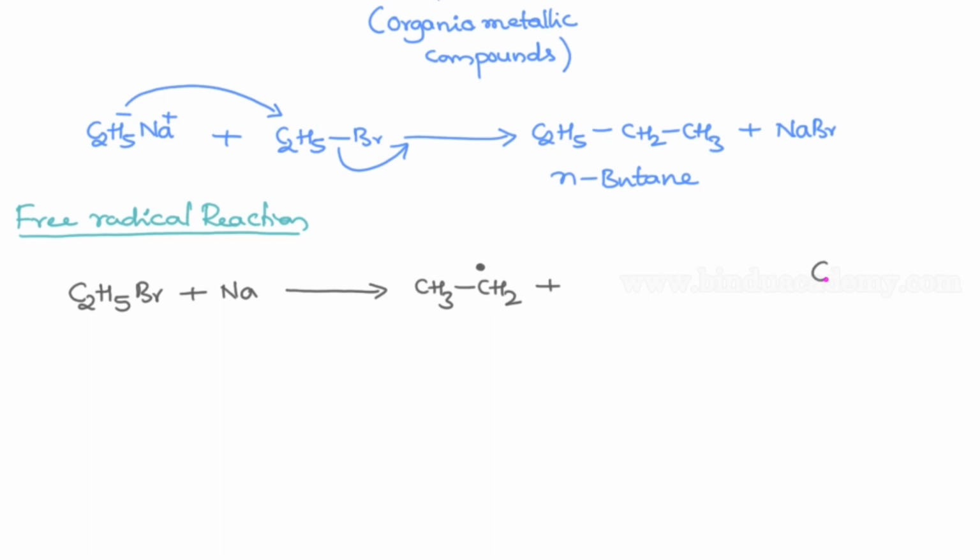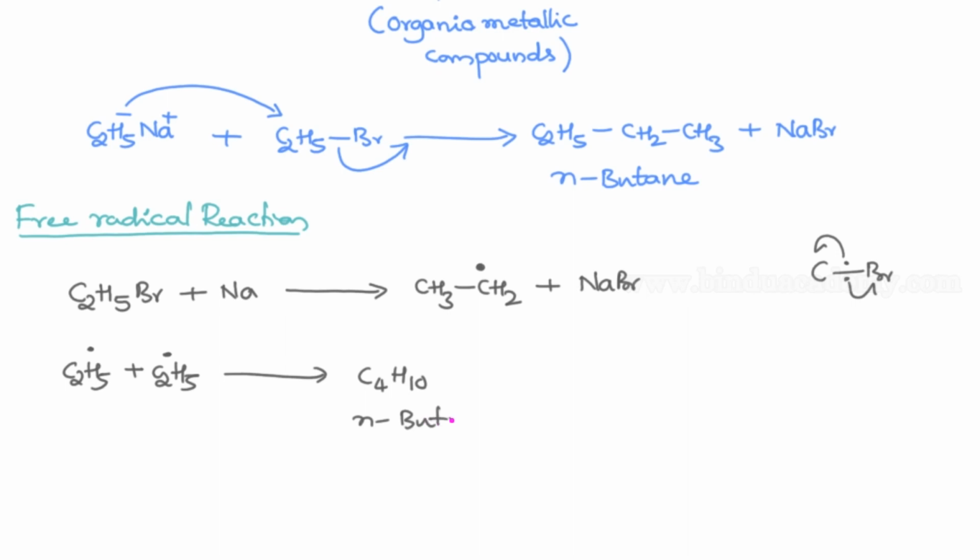So usually what happens, there is a carbon and Br bond, and in that homolytic bond cleavage is taking place. So therefore one electron I have to write on the carbon, the other one should be with the Br, and that will combine with the sodium, and forming here NaBr. Now this free radical, there are two free radicals possible. We can write here C2H5 free radical plus C2H5 free radical, and we get finally C4H10, and this is N-butane now, N-butane.